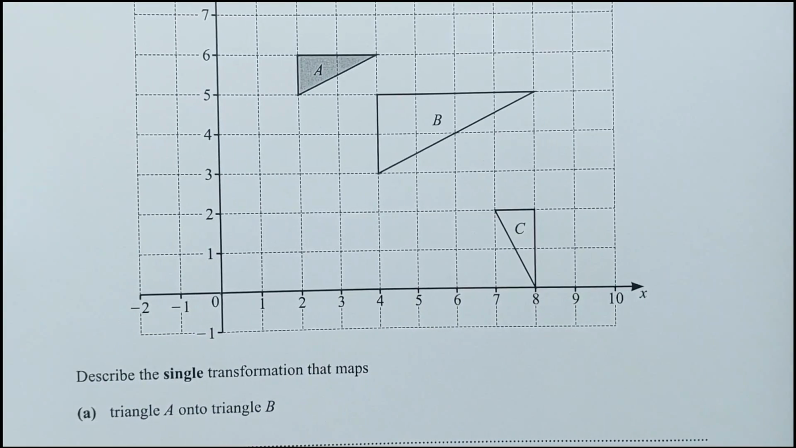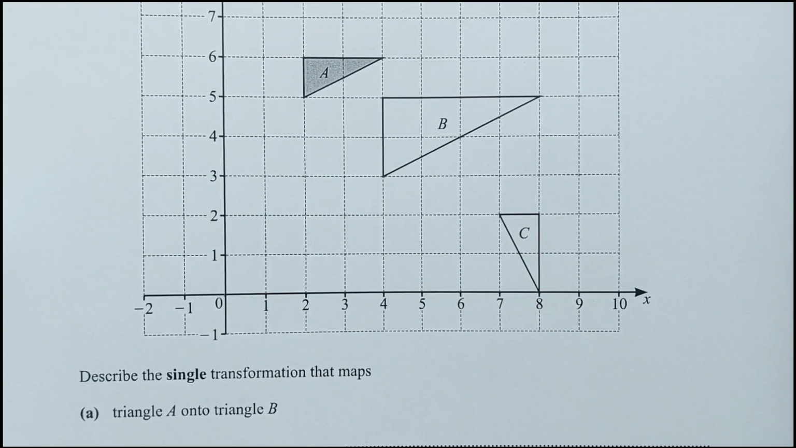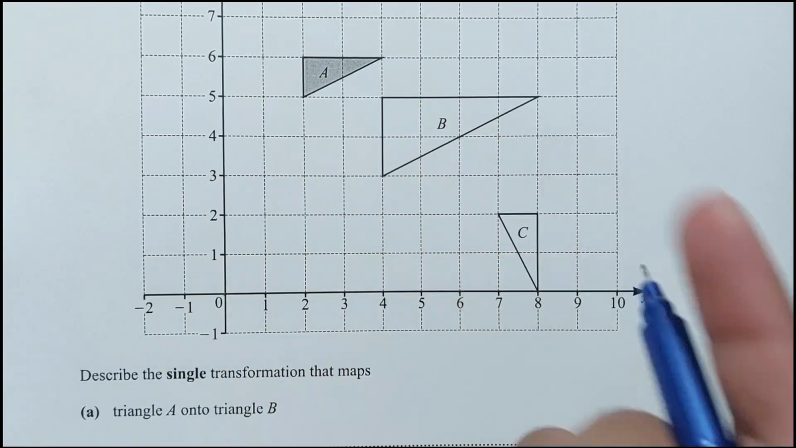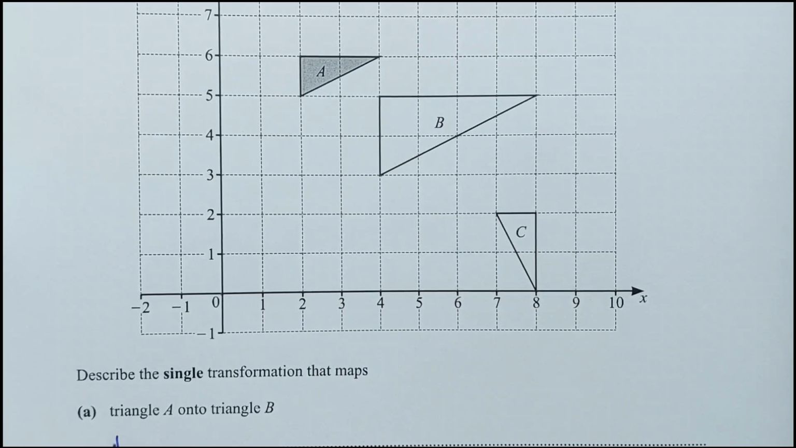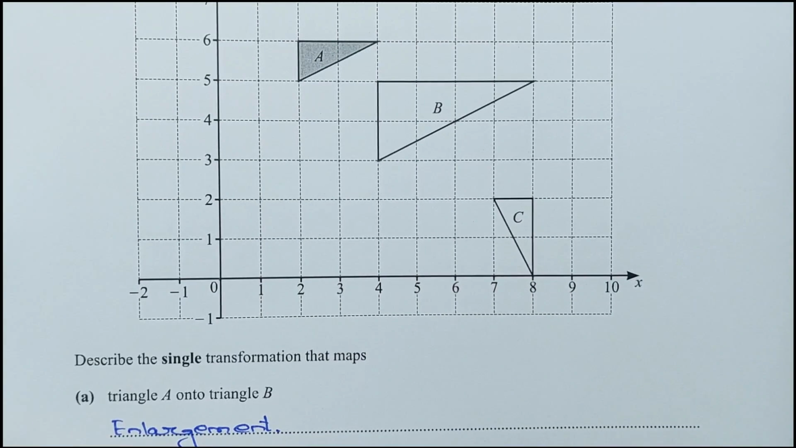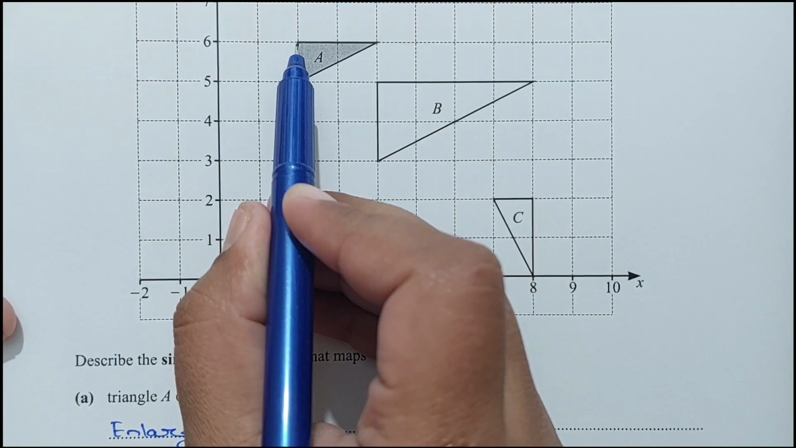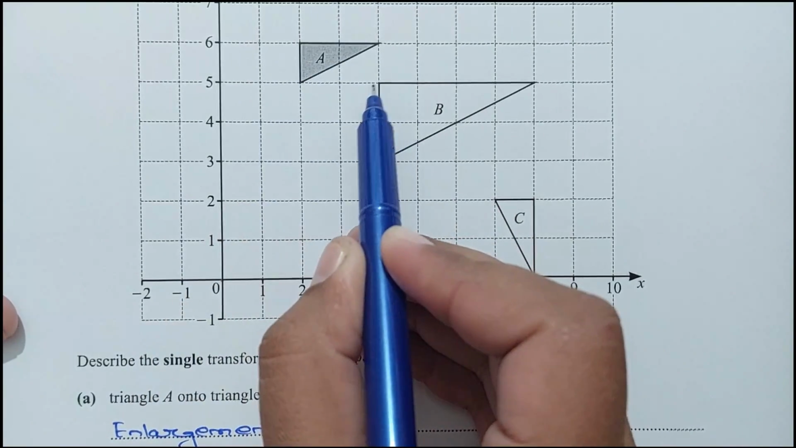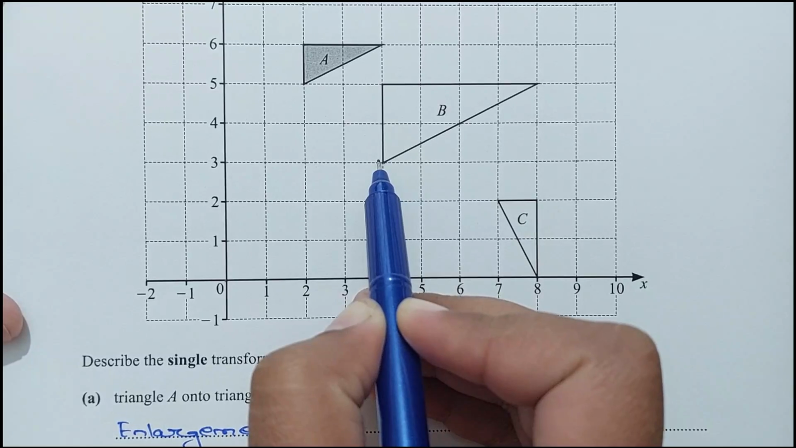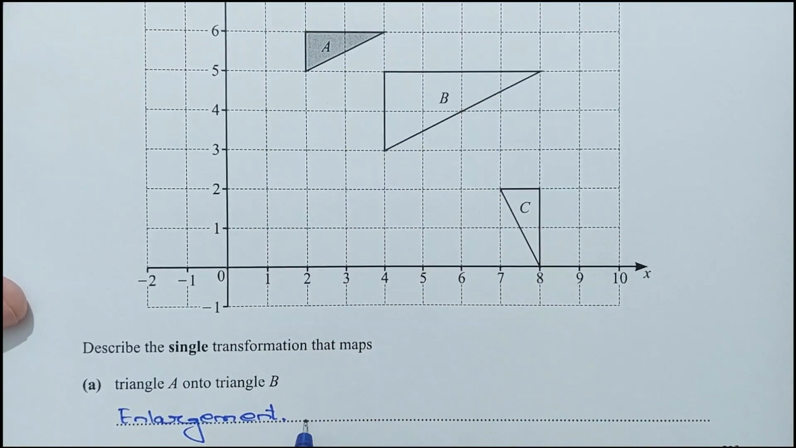Question number 11, describe the single transformation that maps triangle A onto triangle B. A to B is obviously an enlargement. Now we have to find the scale factor and the center of enlargement. For the scale factor, the original shape is 1 unit and the new shape is 2 units. The scale factor is the new shape over the original shape, 2 by 1, which is just 2. So the scale factor of enlargement is 2.